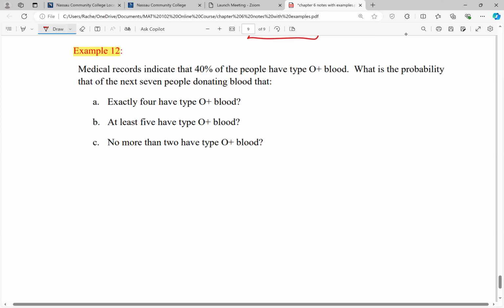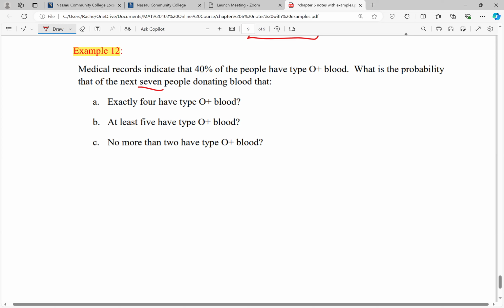And we have N independent trials here because we're going to take 7 people, they're going to donate blood, and they're either going to have O positive or they're not. But the probability that any individual person has O positive blood doesn't depend on the probability that another person has O positive blood. So the probability of a person having O positive blood does not depend on any of these other trials. So we have N independent trials here, in this case 7.